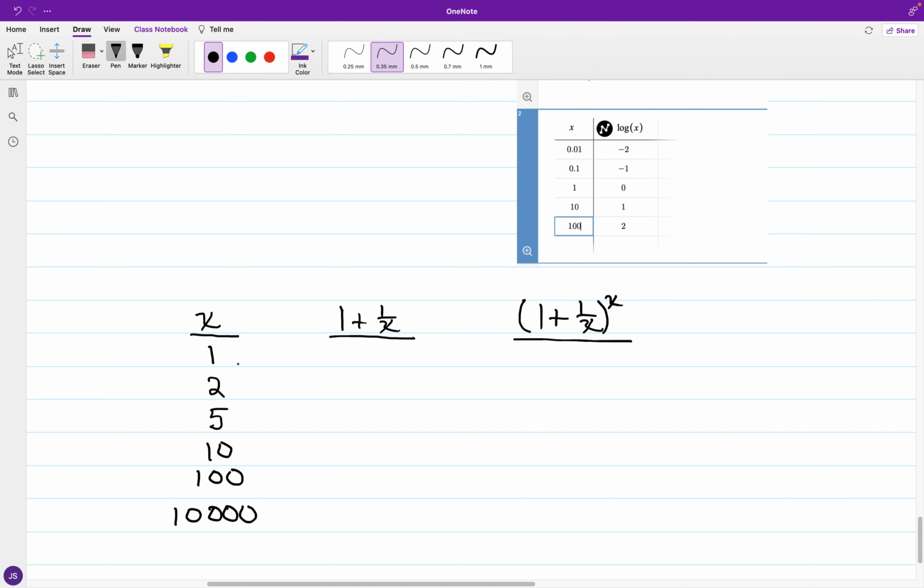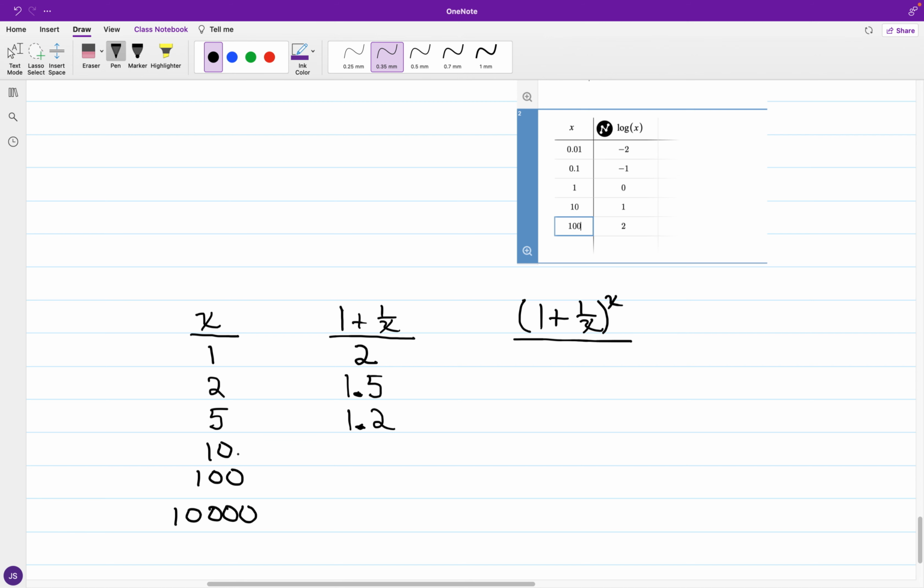So we have, first of all, chosen values of x that are positive: 1, 2, 5, 10, 100, as well as 10,000. If I have x at 1, you have 1 plus 1 over 1. 1 over 1 is 1, 1 plus 1 is 2. With x at 2, we get 1 plus 1 over 2, or 1 plus 1 half, so it'll be 1.5. And if x is 5, we have 1 plus 1 over 5, or 1 plus 1 fifth. So that's going to be 1.2.